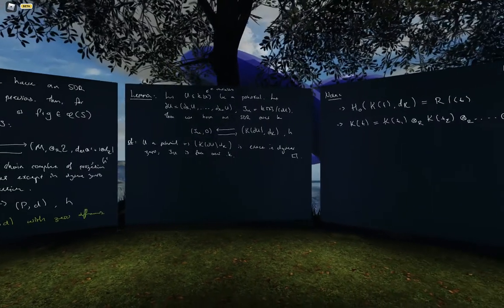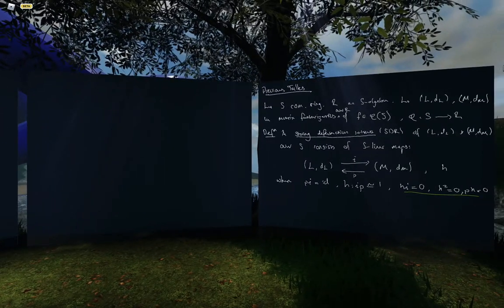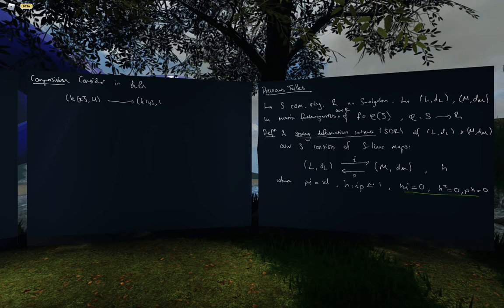Okay, good. So now we can move on and actually talk about composition in LG. Composition. So consider the following morphisms in LG. So everything here is a potential and a matrix factorization, all of that. Okay. Now our goal is to prove the following proposition, which shows that composition in LG is at least well defined.